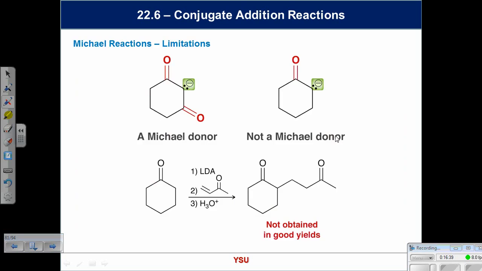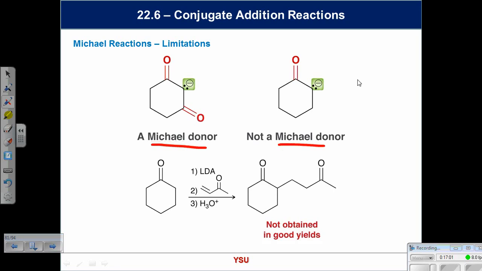So with those in mind, we can start to think about limitations here and think about why this works in certain systems and why it doesn't in others. It does work very, very nicely. And this is the way you would run these reactions. You would use one of these di-activated systems in which you have two electron withdrawing groups. It does not work very well for singly activated systems like that, for ketones.